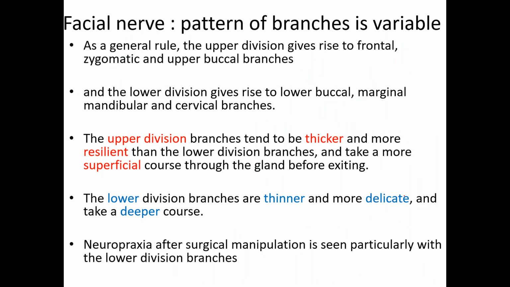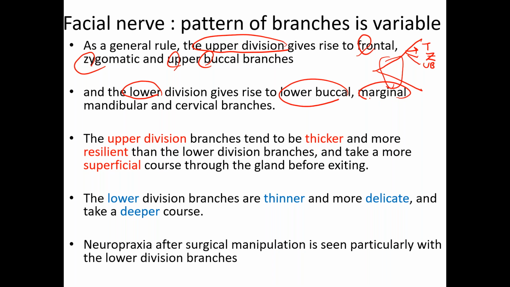So facial nerve. Now we are taking the facial nerve. The upper division of the facial nerve gives rise to frontal, zygomatic, and upper buccal branches. When you take this parotid gland, there is the upper division and lower division. The upper division gives rise to temporal or frontal, zygomatic, and upper buccal branches. The lower division gives rise to lower buccal, marginal mandibular, and cervical branches.